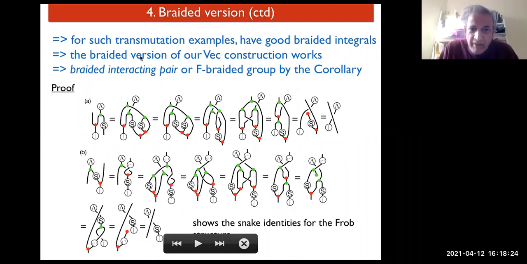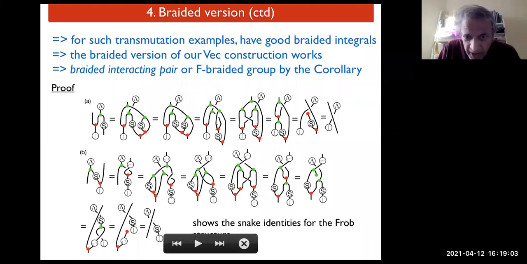The braided version of our construction with VEC now works. That corollary that we had, the construction of the Frobenius form from the integrals, we did it in VEC, but here I've spelled it out in the braided category. So here I'm checking that this is the Frobenius evaluation in red, and this is the Frobenius co-evaluation in red. And I'm checking that they obey the snake identity, so that all of that should collapse to the identity.